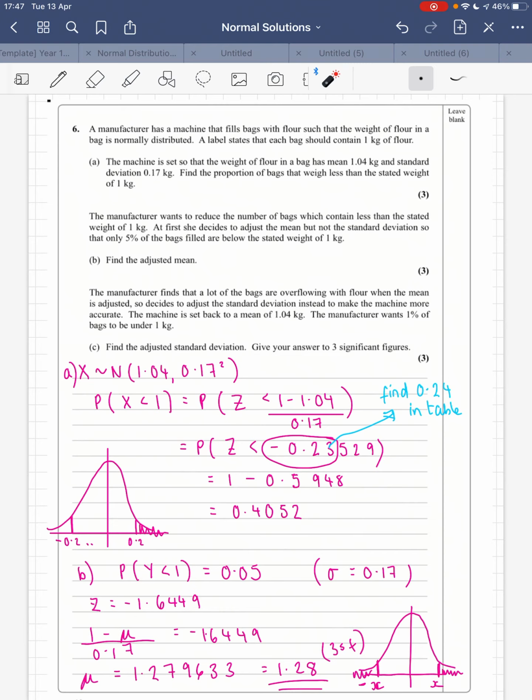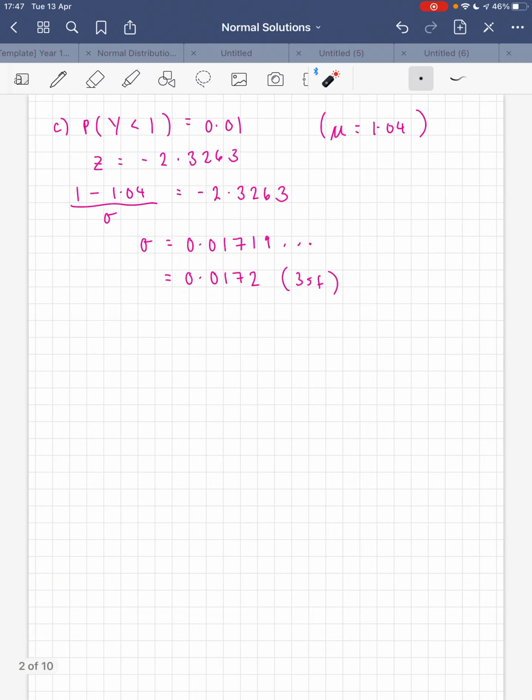And then part C, the manufacturer finds a lot of the bags are overflowing with flour when the mean is adjusted, so decides to adjust the standard deviation instead to make the machine more accurate. The machine is set back to the original mean of 1.04, and they want 1% of the bags to be under 1 kilogram. Find the adjusted standard deviation, giving your answer to 3 significant figures. So I did that on the next page.